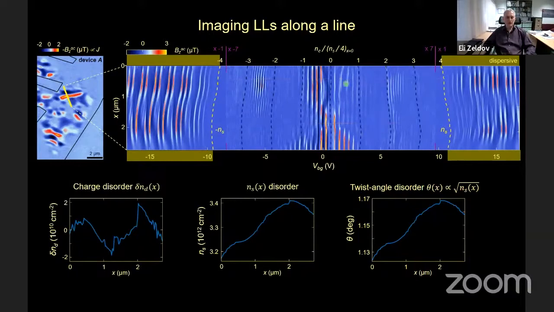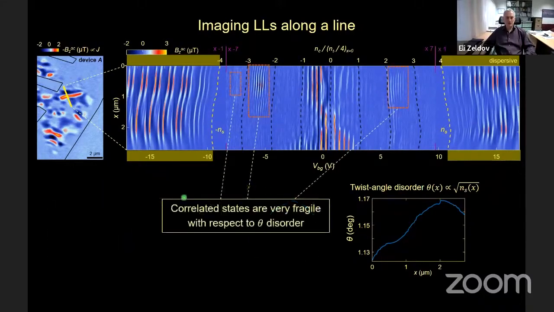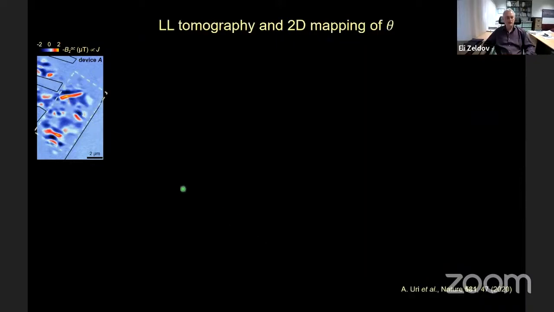Since we know the ns and the charge neutrality, we can also trace the integer fillings. What we see is that the Landau levels are very robust in the dispersive bands and near charge neutrality, but they're extremely fragile in the fractional states. So the first conclusion is that correlated states are very fragile with respect to twist disorder.